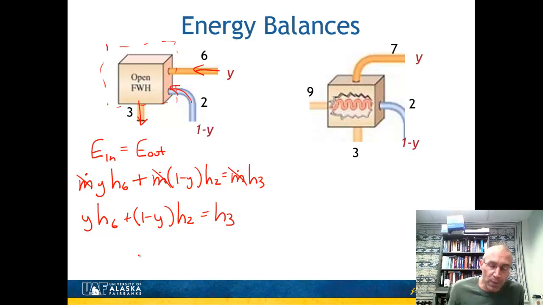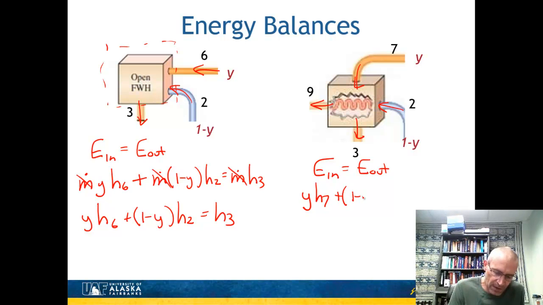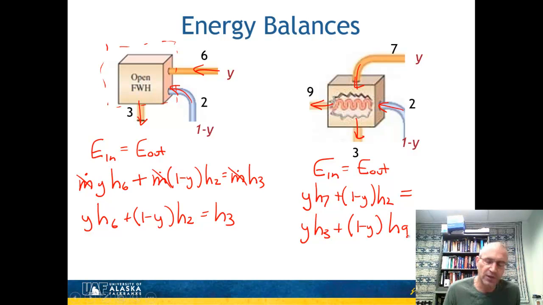Let's look at the energy balance for an open feed water heater, because now what we have is 2 inlets and 2 outlets. That's kind of straightforward to do. So again, let's just look at the energy that goes in and balance that with the energy that goes out. And what I have is, and I'm going to drop the mass flow rates here because I know they're going to cancel, y times H7 going in plus 1 minus y times H2 going in as well. And that's going to be equal to what goes out, which is going to end up being the fraction y H3 plus 1 minus y H9. So there's my energy balance for an open feed water heater.